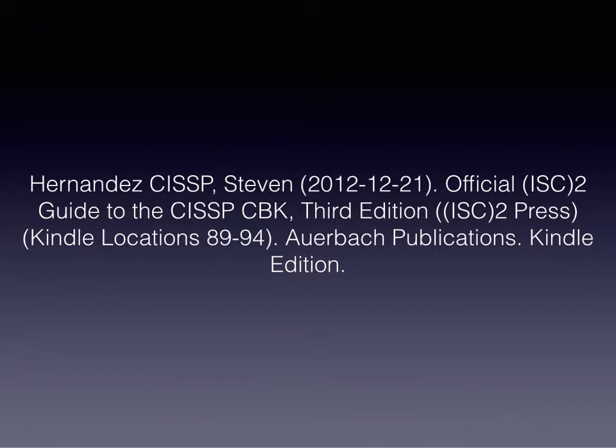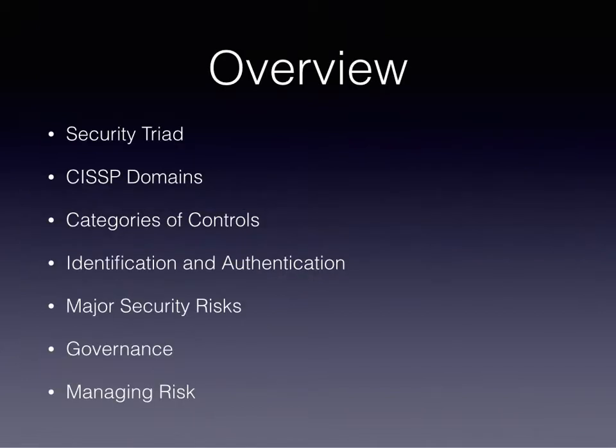So in this lecture, we're going to look at the security triad, the 10 CISSP domains, the various categories of controls. We're going to look at identification and authentication, what they are, how they differ, and how they support each other. We're going to look at major security risks, governance, and we're going to walk through a risk assessment and look at formulaic models for managing risk.